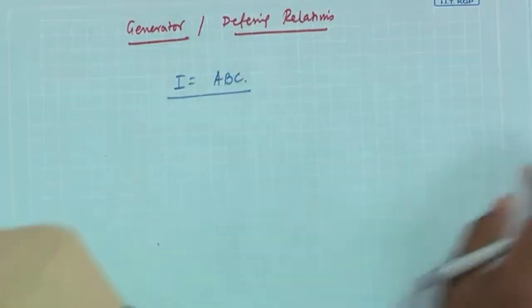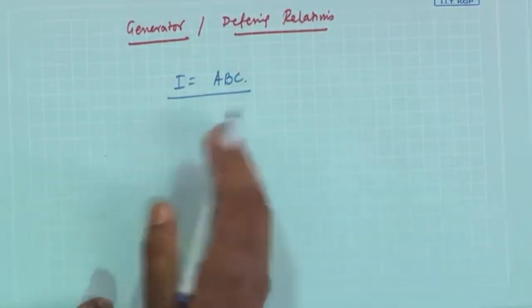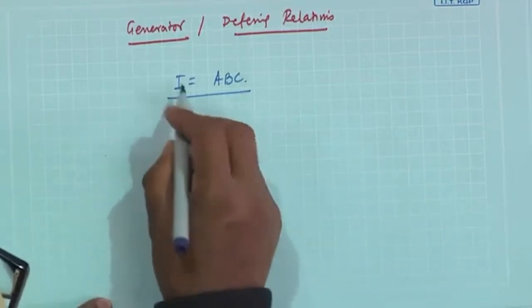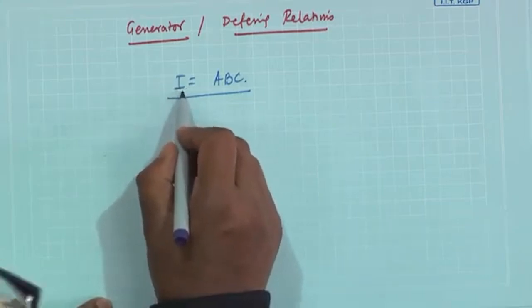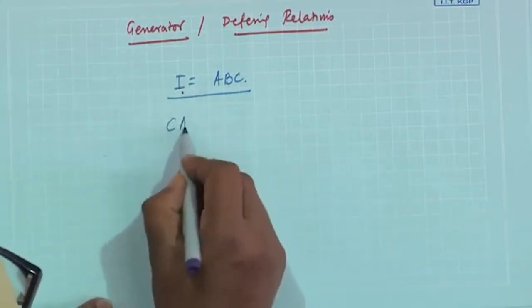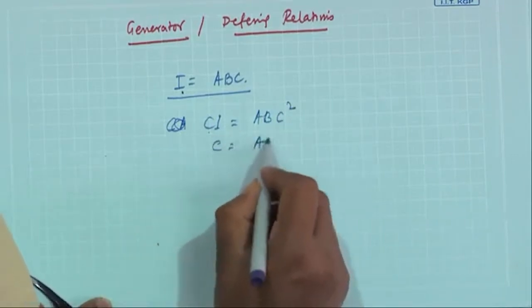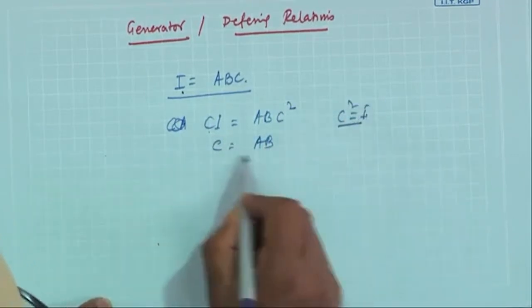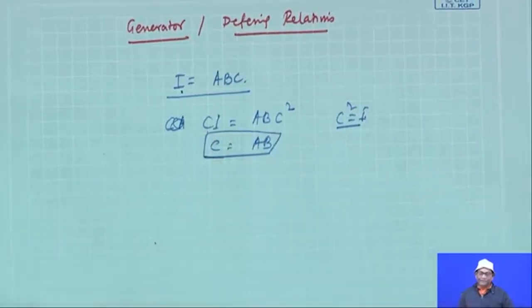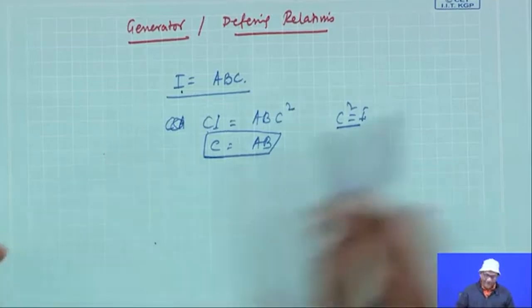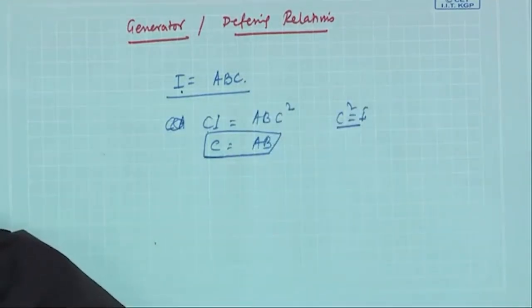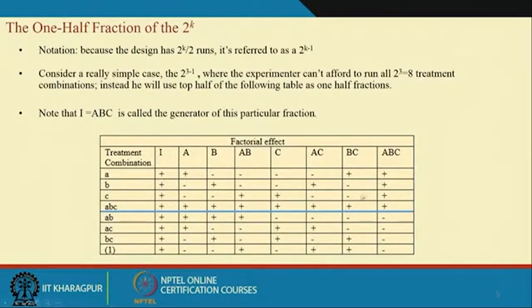Now, in an earlier example I have shown, suppose I multiply I into C, then you multiply AB into C, which means C square. CI is C, and that is equal to AB, because C square equal to I. So, if you see the plus and minus signs in the table, C equal to AB, because C is minus, minus, minus, minus, plus, plus, plus, plus.